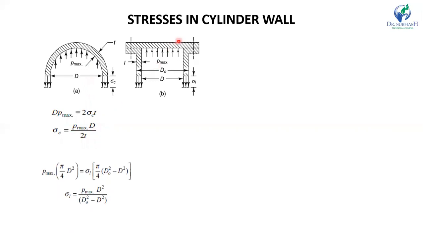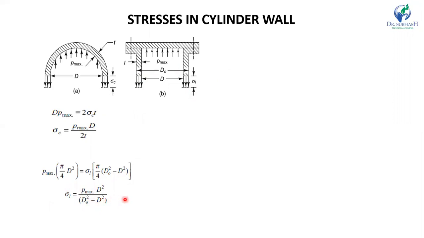Now, from this figure, the P maximum into pi by 4 D square, the force acting in the upward direction, is equal to sigma L, the longitudinal stress, into pi by 4 into DO square minus D square. From that we can say the longitudinal stress sigma L is equal to P maximum into D square upon DO square minus D square.